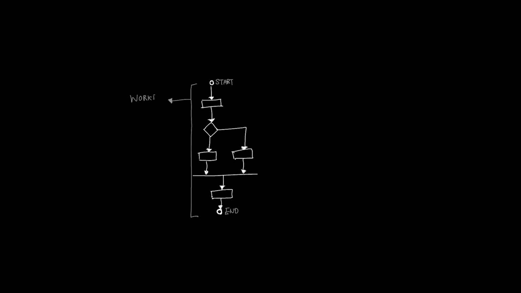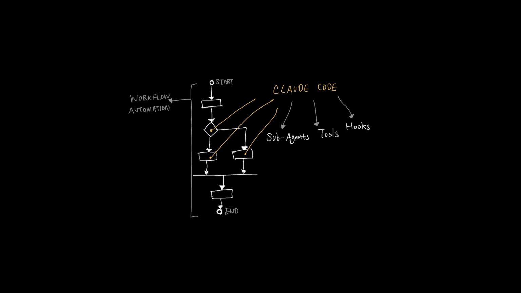Workflow automation is another huge use case of Claude Code by leveraging combinations of features like subagents, tools, and hooks. For example, a subagent allows Claude Code to run an atomic task with its own context window.